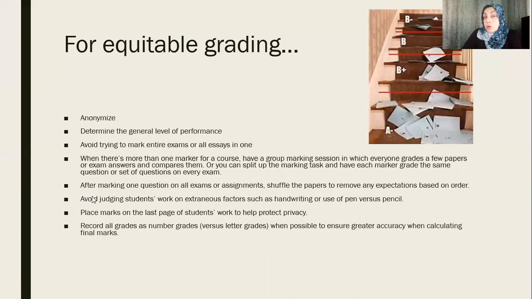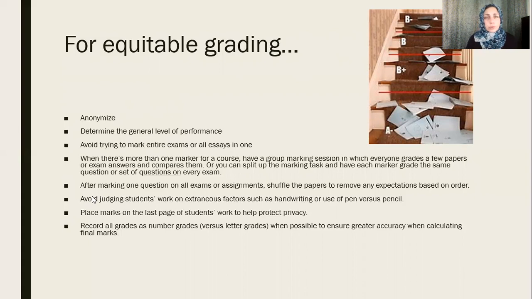For equitable grading, make sure that your assignments are anonymous. You don't need to know the names of the students. That's not going to be fair. Determine the general level of performance before you start setting the grades, because maybe if you do that, that would change the way you grade the assignments. So assignments in general are not criterion referenced. It's better to have them norm referenced most of the time.